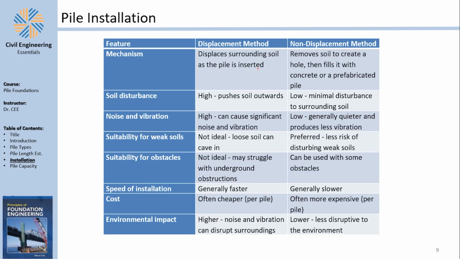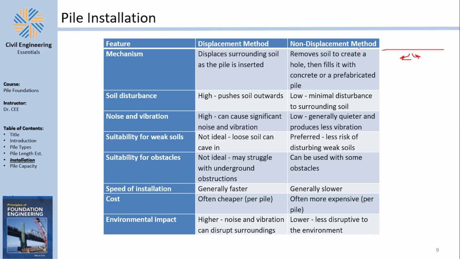Now for the pile installation methods, there are basically two methods. One of them is called the displacement method, and the other one is called the non-displacement method. Displacement means to move something. So what is being moved? Well, if you have soil and you are putting a pile into the soil, then if you are pushing soil away during the installation process of piles, that's a displacement method. But if you remove soil and then put the piles, so if you replace the soil, not displace the soil, then this is a non-displacement method.